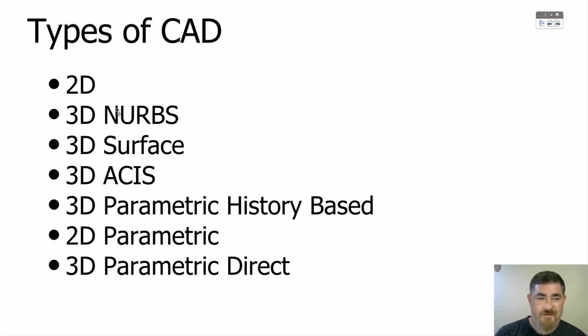So you can see here, big history, lots of changes. So first thing is 2D CAD. We started out in 2D, then there was 3D NURBS that was developed, then that led to 3D surfaces, ACIS solids, and then we got into these parametrics. So parametric history based, 2D parametrics, and 3D parametric direct. So we're going to go through those so you can learn about the different types of CAD and how they're used and what makes them different.